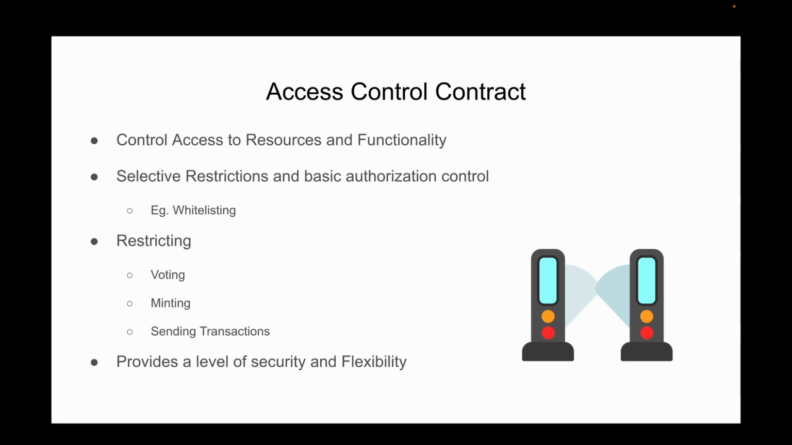For the second use case, OpenZeppelin provides access control contracts that allow for controlling access to smart contract functionality by adding an owner and operators. These contracts enable functionality for selective restrictions and basic authorization control, including address whitelisting and signature-based permissions management. Controlling access is one of the main use cases for OpenZeppelin. These contracts allow for determining who can access specific resources and functionalities in a system, such as restricting voting, minting, and sending transactions to specific entities. This provides a level of security and flexibility for managing access to smart contract functionality.